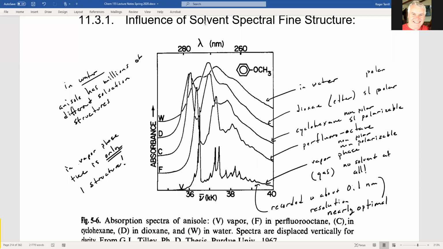Does that make sense? Questions? Possibly? Let's see here. In there, it says in vapor phase. What is that one? I'm sorry. There is only one structure. Oh, there is. Okay. Yeah. Thanks. Wait, Professor, did you say anisole? Like in water, anisole? Yeah. Okay.